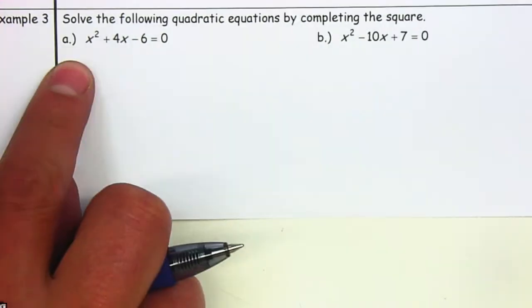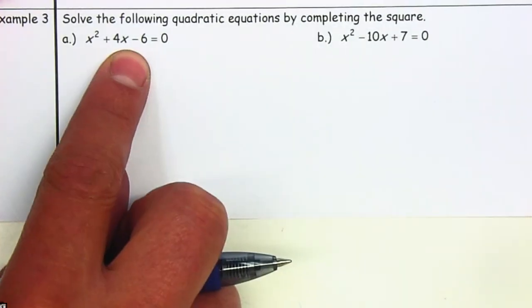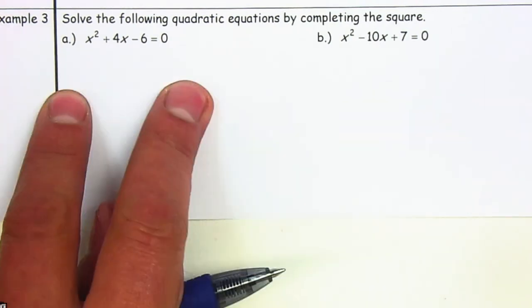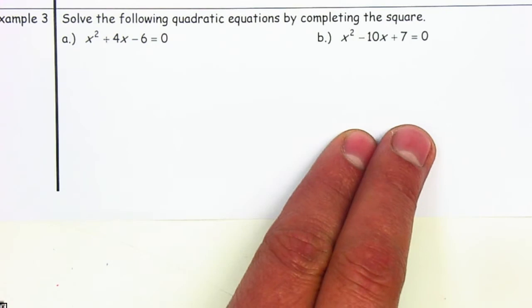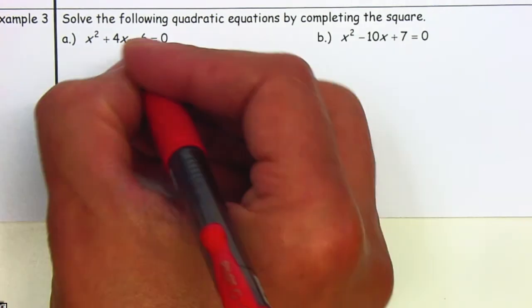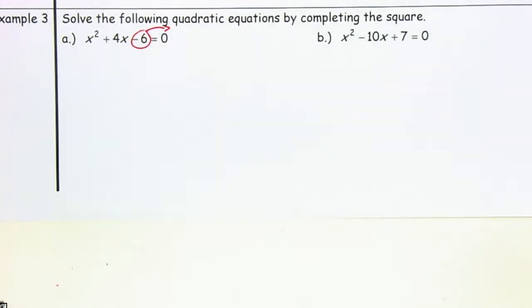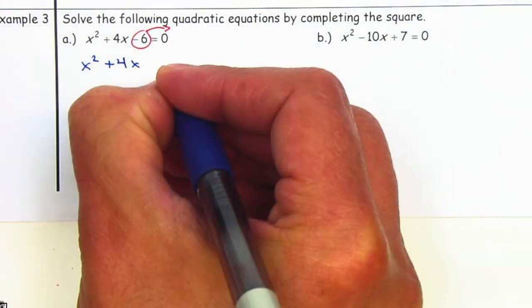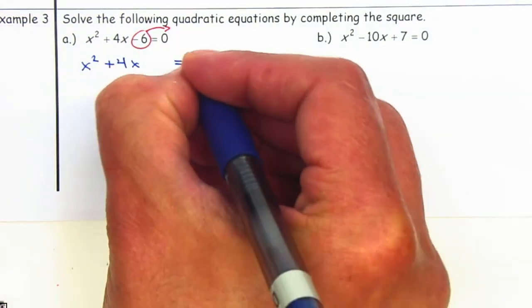Example number 3. Same process. I want to be able to leave the x's on the left and then the number on the right. I'll go and do A, and I'll let you guys work out B by yourselves, and then we can compare our answers. First, I'm going to move my 6 to the right so I can leave the x's on the left. Have x squared plus 4x, leave some space, is equal to positive 6.